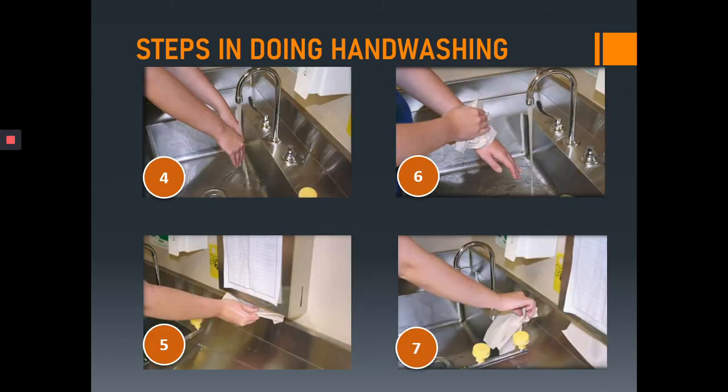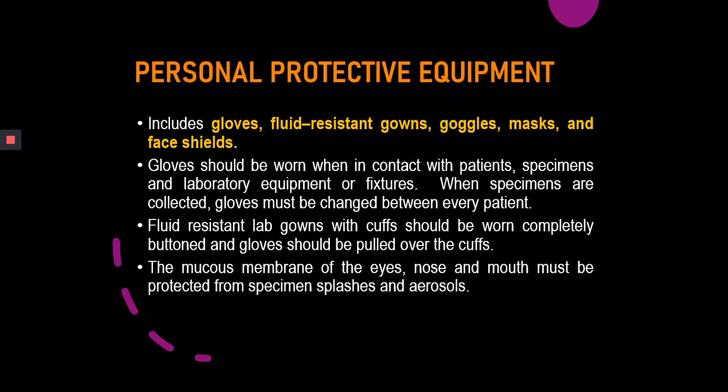The fourth step is to rinse or wash the hands in a downward position, and this is done to prevent recontamination of the wrist. Fifth, get a dry paper towel and wipe both hands. The next step is to get another paper towel and use this one to turn off the faucet. And lastly, all used paper towels must be discarded in appropriate waste containers. So there you have it, the different steps on how to perform proper hand washing.